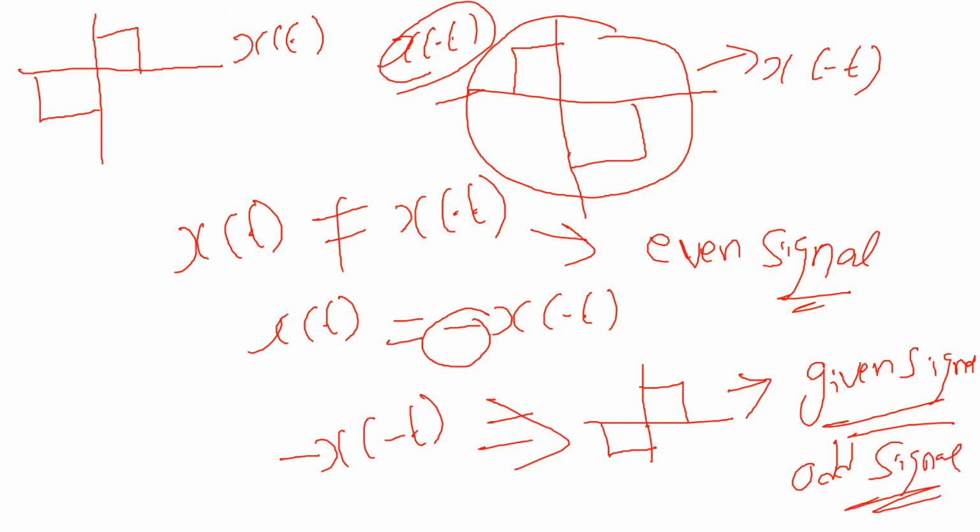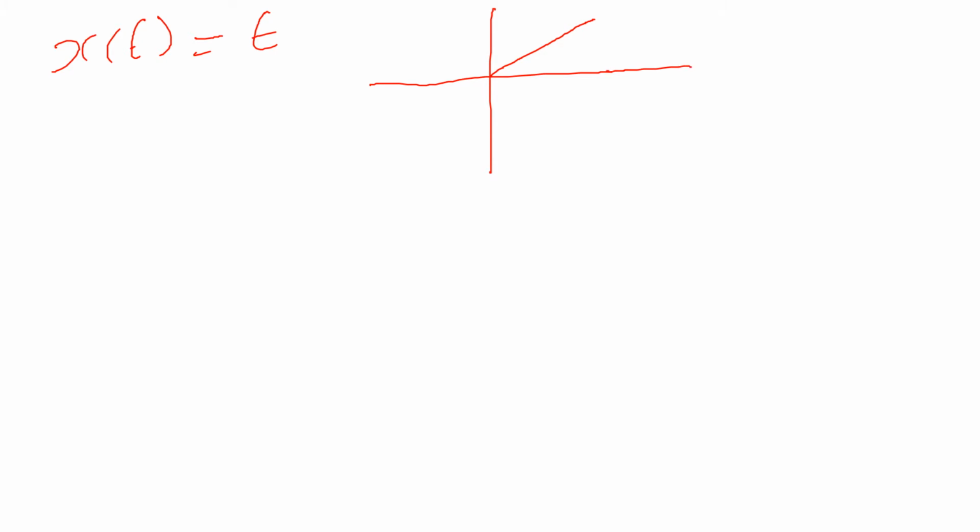Okay, so let's try to solve one more problem on this. x of t, a simple problem, okay? x of t is equal to t. If we draw this, it is going to be like this. The x-axis is going to be the time domain, and this is going to be x, and totally we can call it x of t, right?